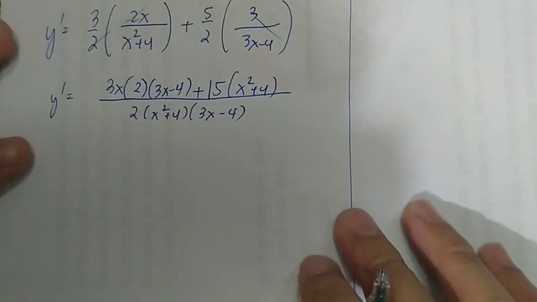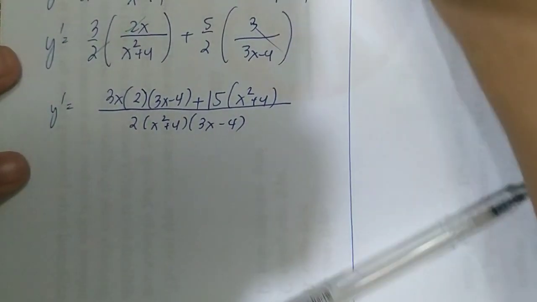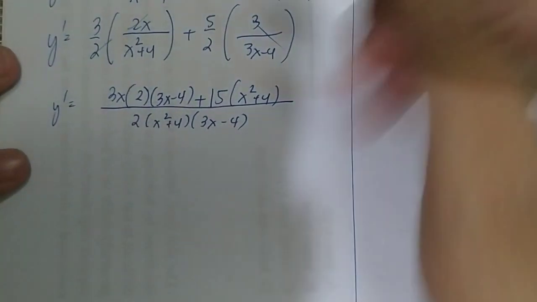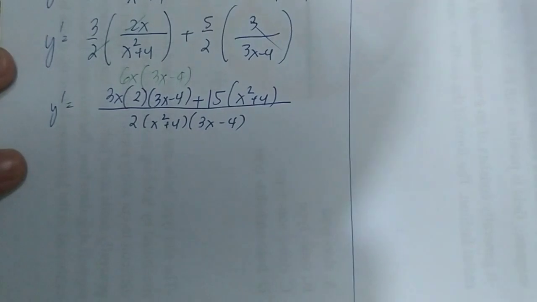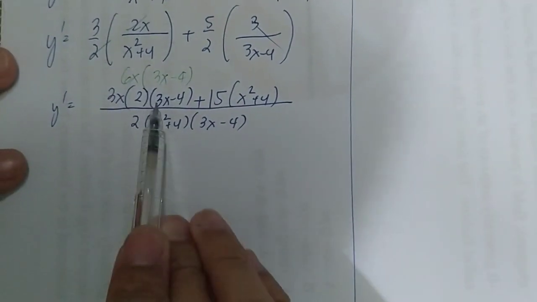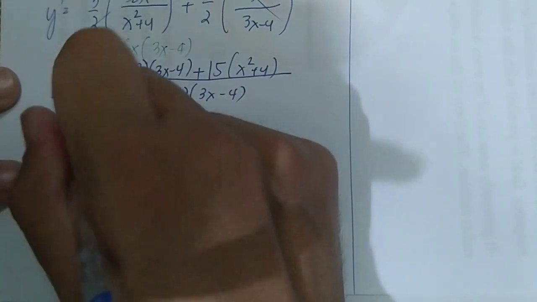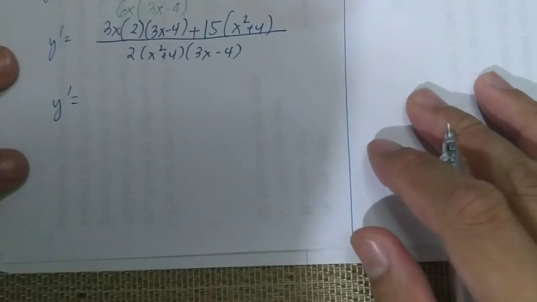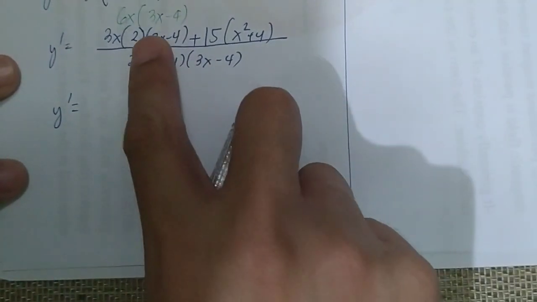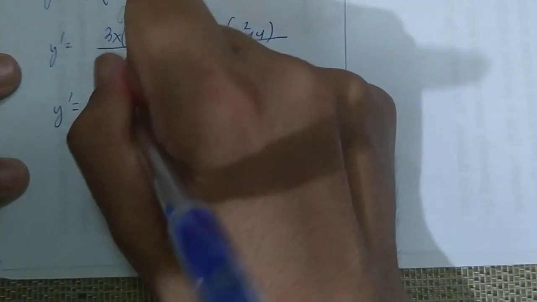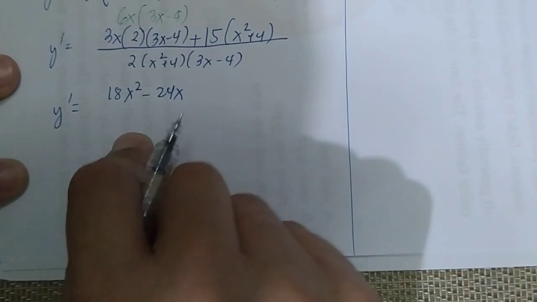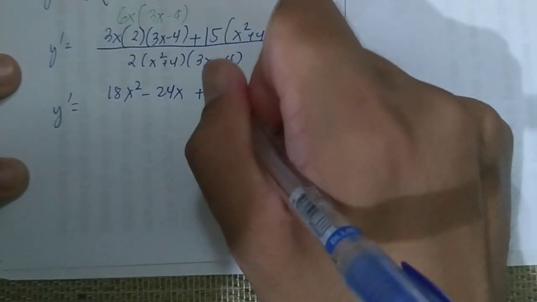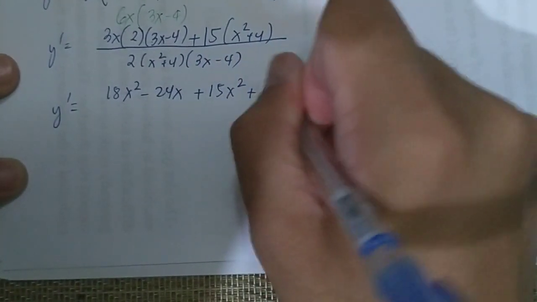So, simplifying this, so this is actually 6x multiplied by 3x minus 4. So, because 3x times 2 is 6x times 3x minus 4. So, distributing, your y prime here is equal to 6x times 3x is 18x squared minus 6x times negative 4 is negative 24x plus 15x squared plus 60.